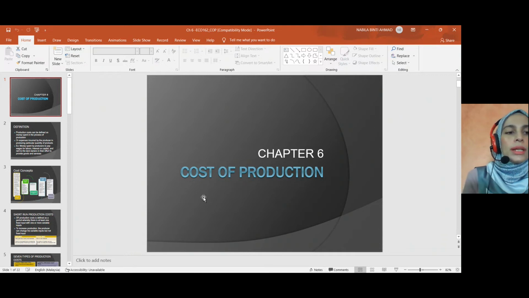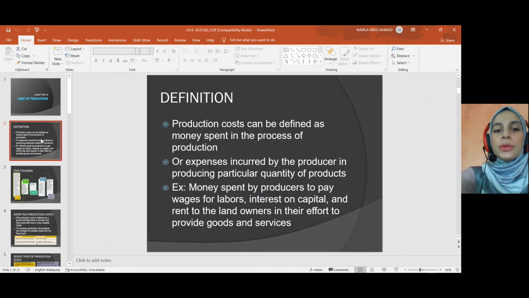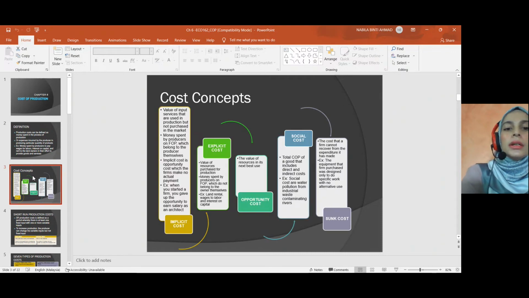Right? So what is the definition of cost of production? Production cost ataupun cost of production can be defined as money spent in the process of production ataupun any expenses incurred by the producer in producing particular quantity of products. So semasa kita produce, in the process of production itu, any cost yang kita ataupun apa saja money spent in the production process itu adalah cost of production. Contohnya kita bayar wages to the labor, kita bayar rent to the landowner, kita bayar interest on capital, itu merupakan cost of production.